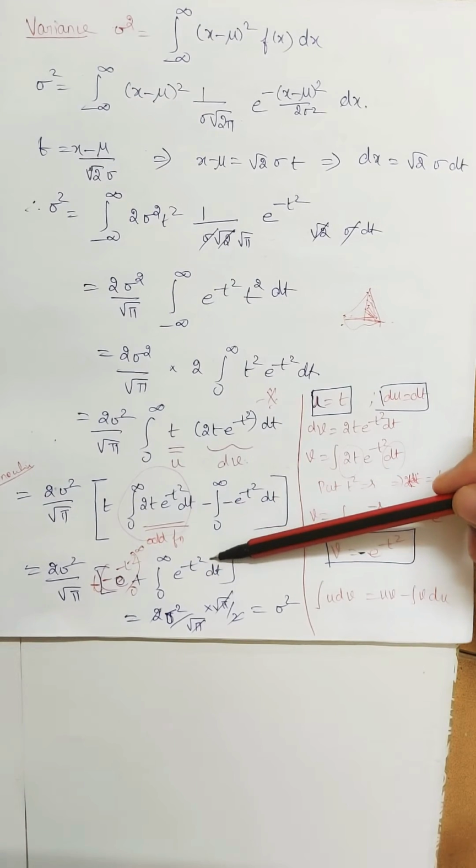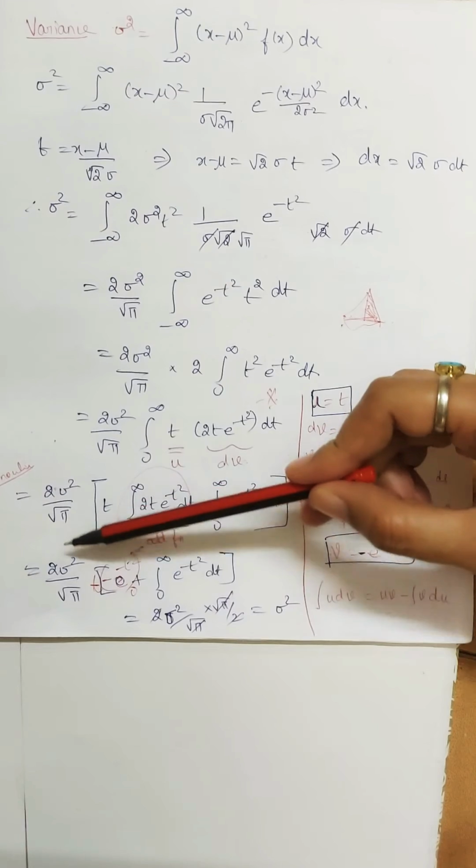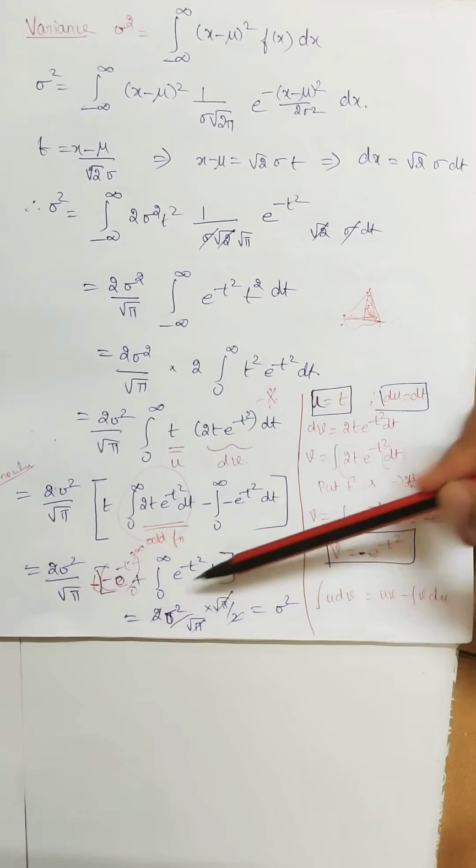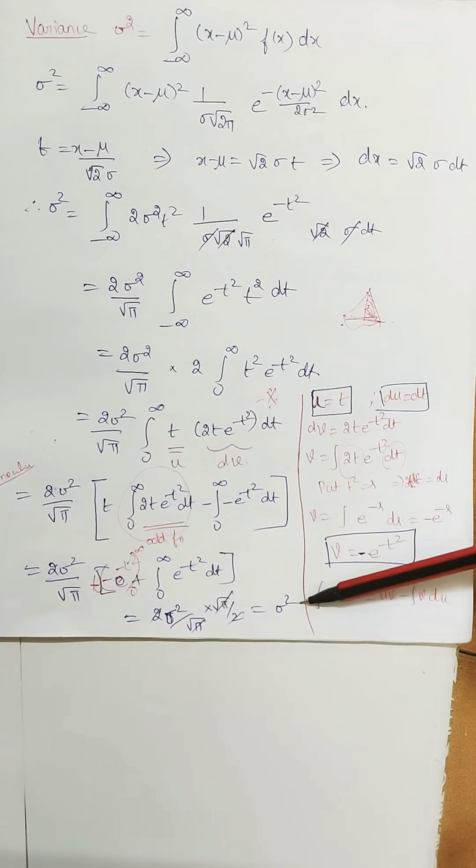And this value is nothing but root pi by 2. Outside, some constants are there. If you write down that constant and cancel it, you will get sigma square.